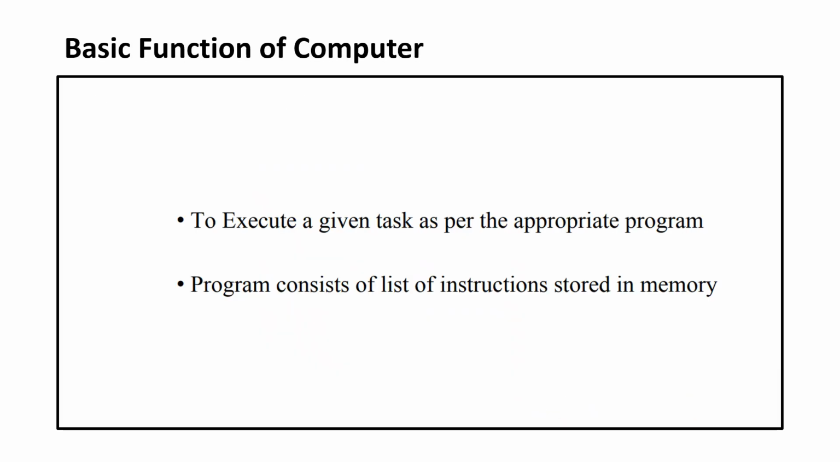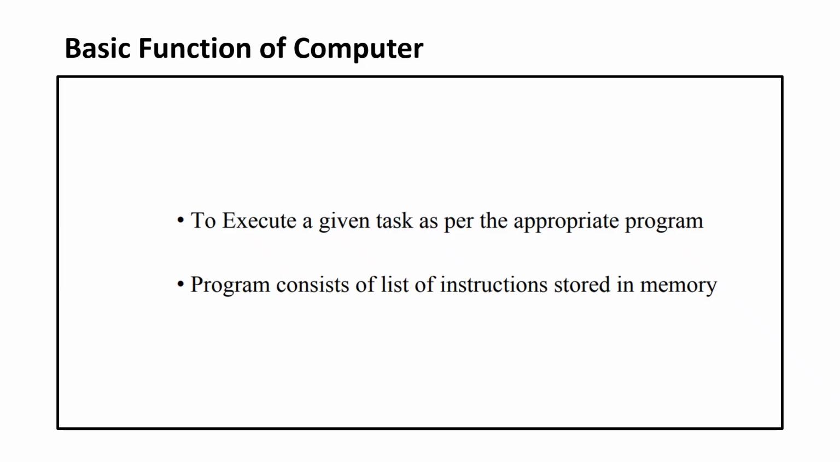Let us discuss the basic function of a computer. To execute a task using a program, a computer's main job is to follow instructions to complete tasks. These instructions come from a program, like an app or software you use. For example, when you open a game on your phone, the program tells the computer what to do, like showing the screen, controlling movements, etc.